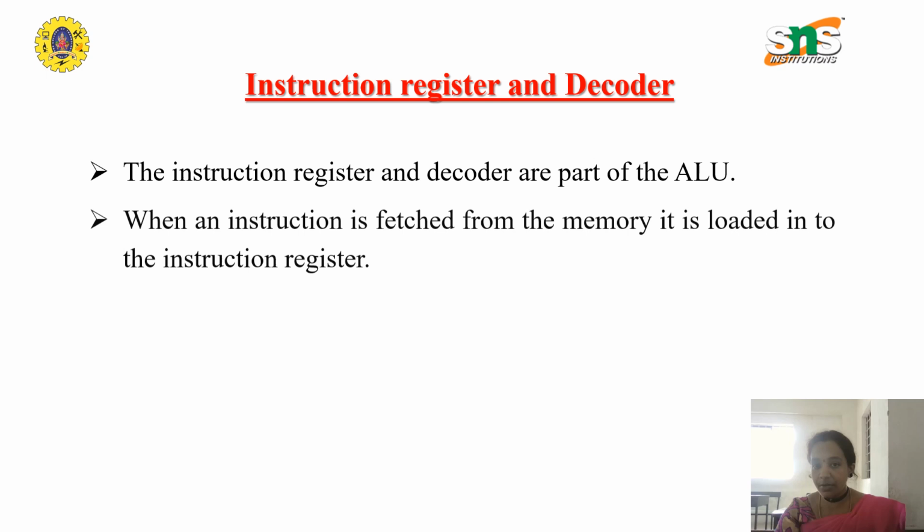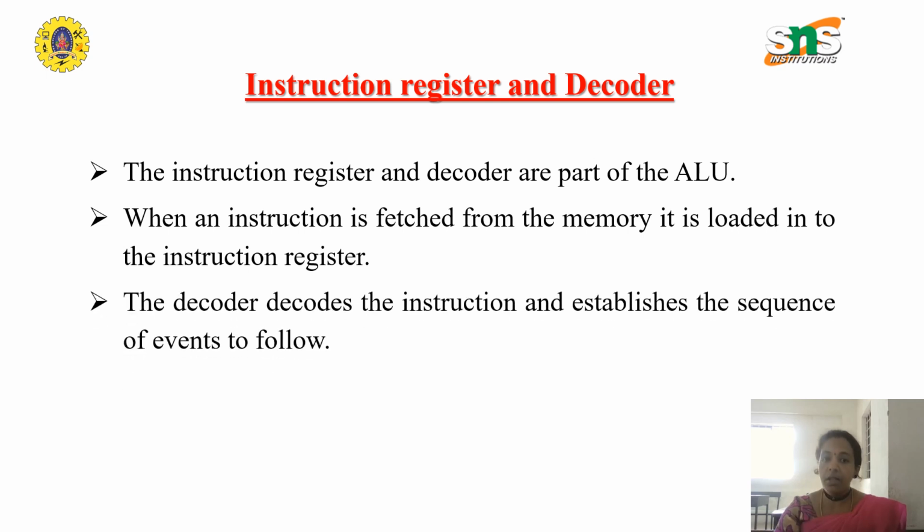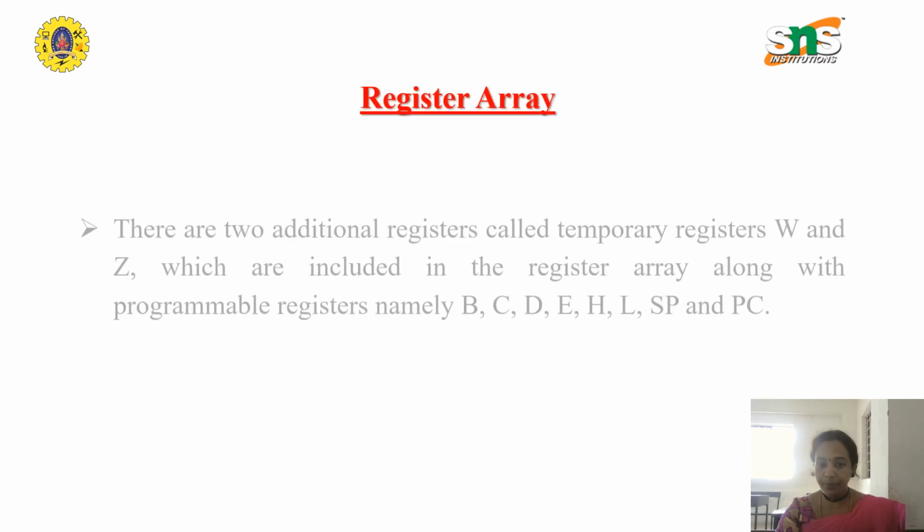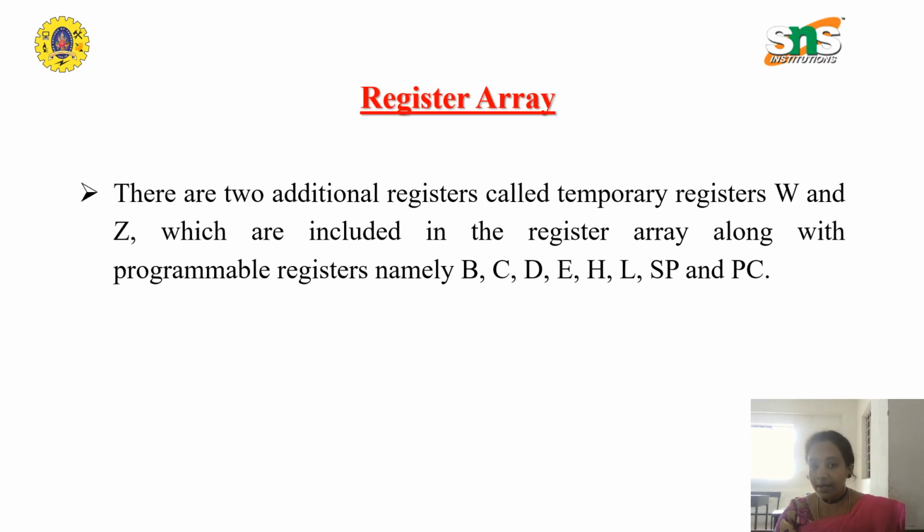So we have the instruction register and the decoder. The instruction register and decoder are part of the ALU. We have array registers. There are two additional registers called temporary registers, which are nothing but the W and Z registers. We usually include these registers along with the other 8-bit registers.